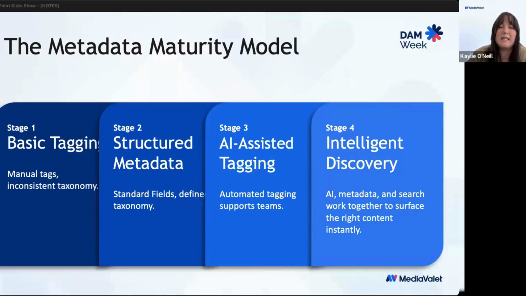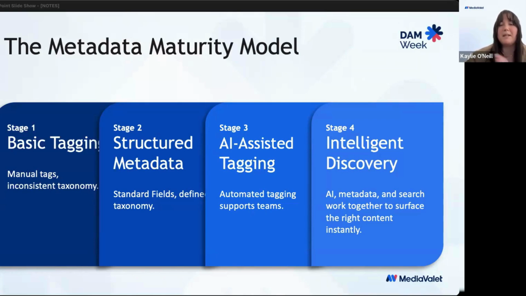Which brings us to the maturity model. Most organizations tend to sit between stages 1 and 2. The biggest gains in velocity come from moving to stages 3 and 4. So when we break it down, starting at stage 1 with basic tagging, this is where most teams begin. Metadata is really manual, it's often inconsistent, and usually depends on individual habits. It works to a point, but it's hard to scale, and search tends to be unreliable.